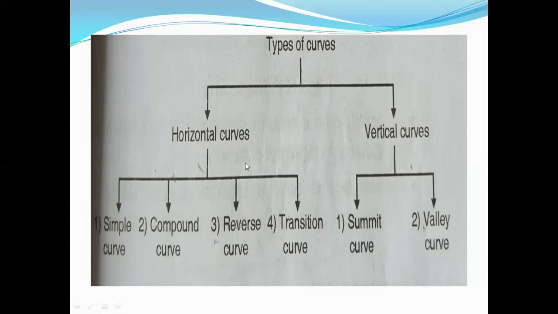Now see what the types of horizontal curves are. Horizontal curves can be classified into four types. In that, first is simple curve, second is compound curve, third is reverse curve and fourth is transition curve. Then the vertical curves are classified into two types. In that, first is summit curve and second is valley curve. Now we can see this classification one by one.